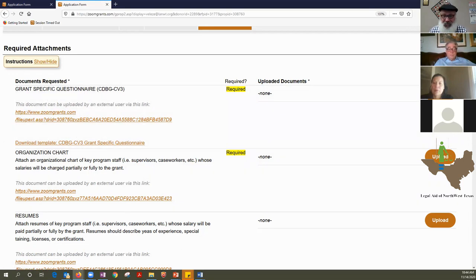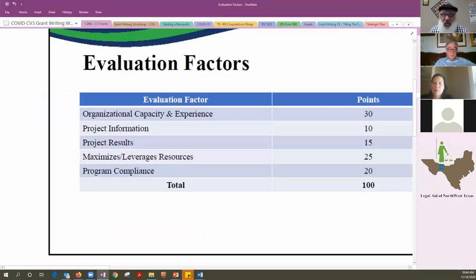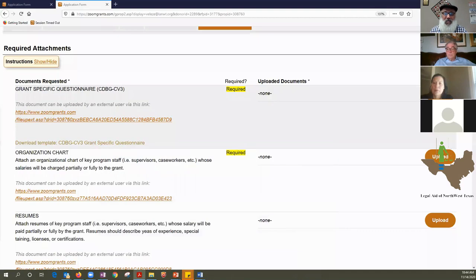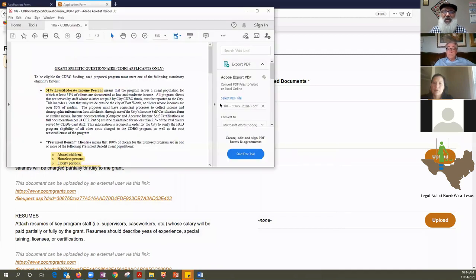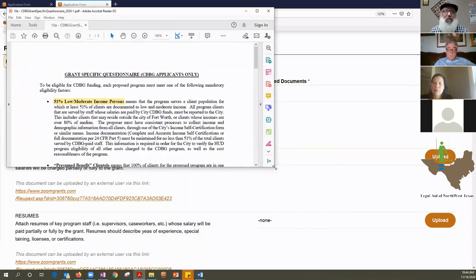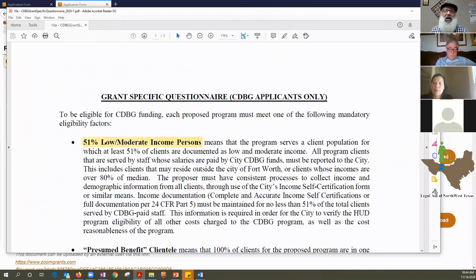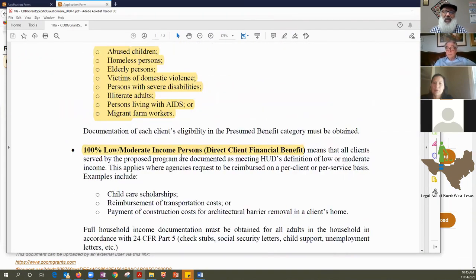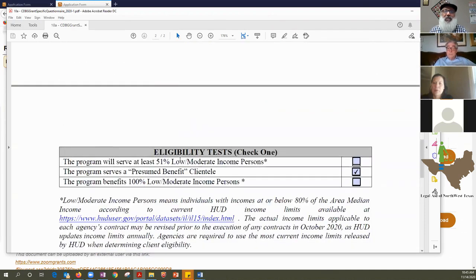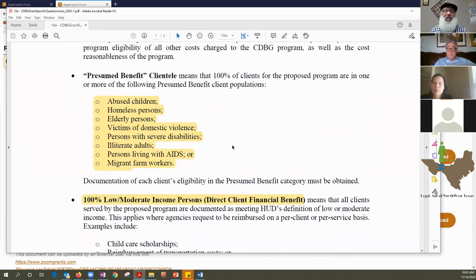Grant-specific questionnaire, and this information we have, this is what they're referring to. I'm sorry, I thought I had the document open. The first item is asking, are you serving the population in either of these three categories? And you need to tell them, this is the category from above that we fit into.